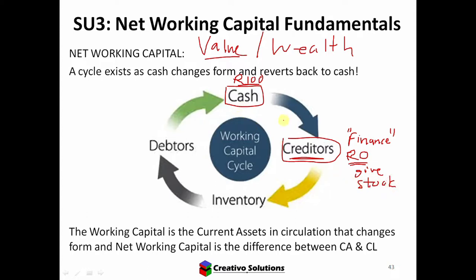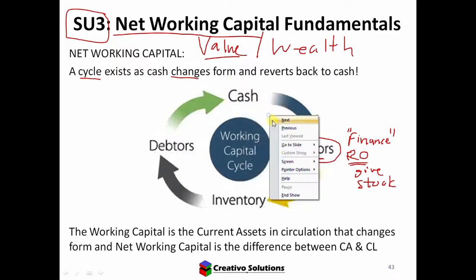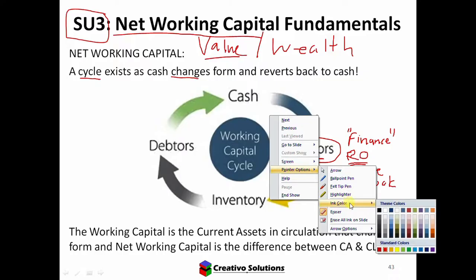So this diagram summarizes the cash conversion cycle. Next week we'll do all the workings for each of the different components. This week, towards the end of study unit 3, we're looking at this concept, net working capital. Net working capital means we need to manage cash. A cycle exists as cash changes or transforms into something else, back into cash. So let's just delete this bit here. Let's assume we don't have any money. We have nothing, zero.